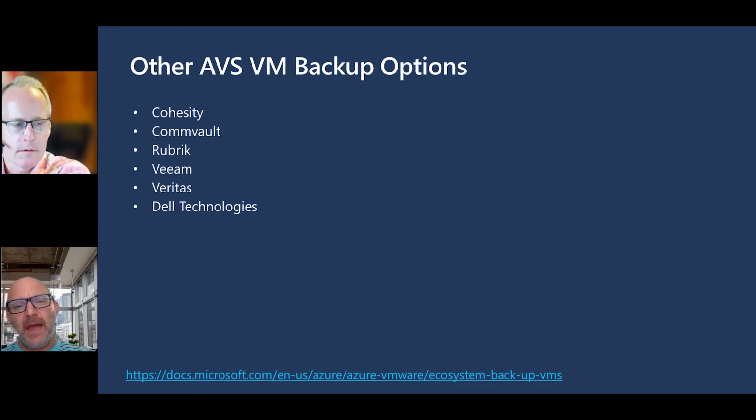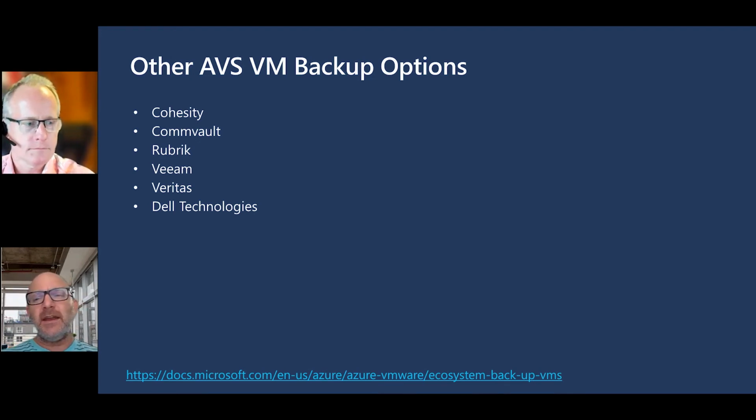And typically from a backup perspective, what I'll advise the customer is, hey, what do you use on-prem? Oh, I use Rubrik. Cool. Go talk to Rubrik. Tell them you're going to have an AVS private cloud, and have them explain to you what solution they have inside of Azure that you can back up your VMs from AVS.